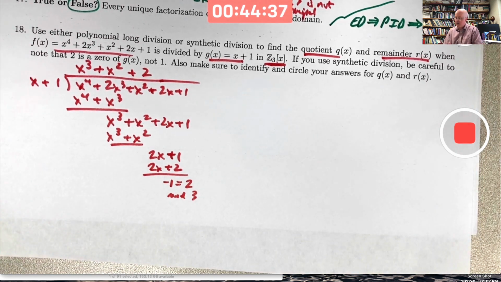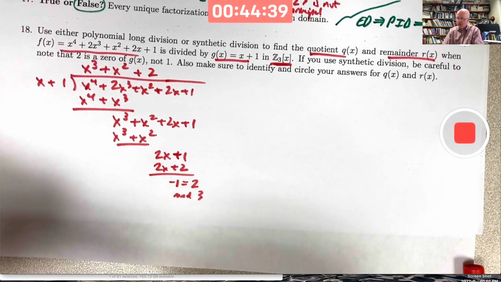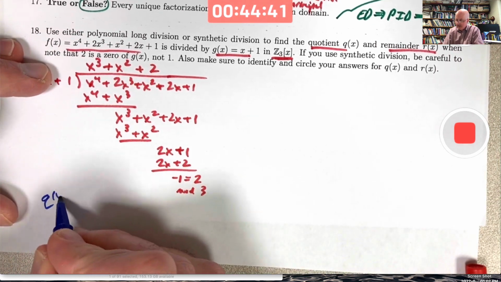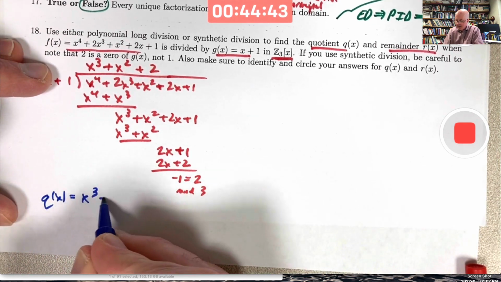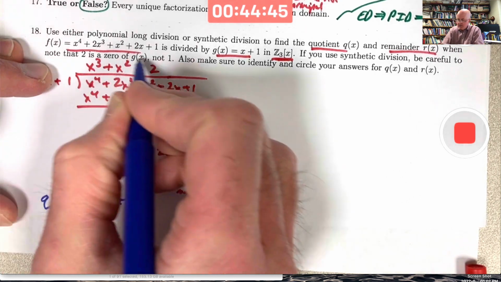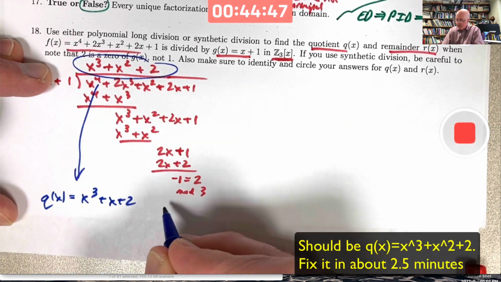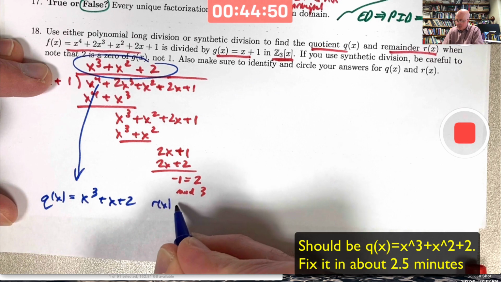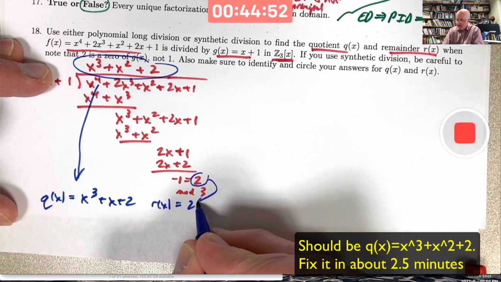So what this means, if I've not made a mistake, is the quotient q of x is x cubed plus x squared plus 2. And the remainder r of x is a constant polynomial, that's 2. Okay.